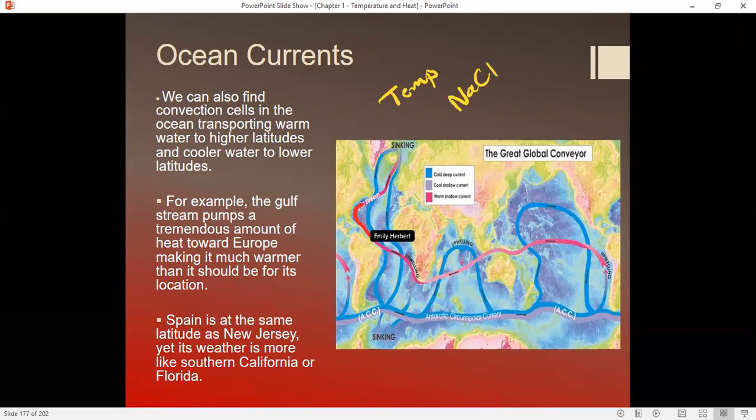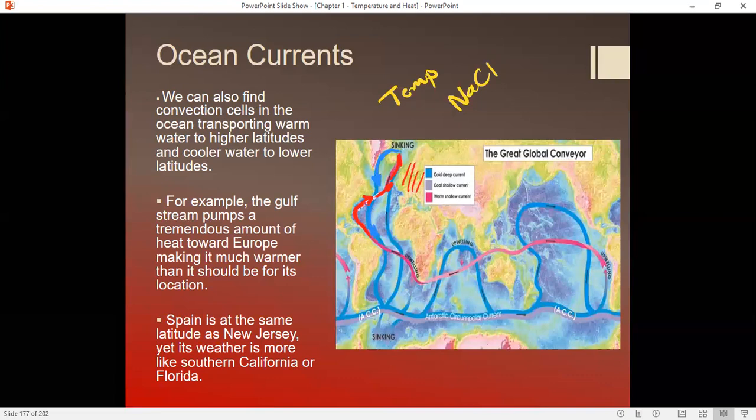Goes up past North Carolina. That's why North Carolina is much warmer than us. But it sort of bypasses us as it heads out to Europe, making Europe much warmer than it should be. It then goes up to the Arctic where it cools, and then it sinks, and this deep cooling current will then head back down, okay?